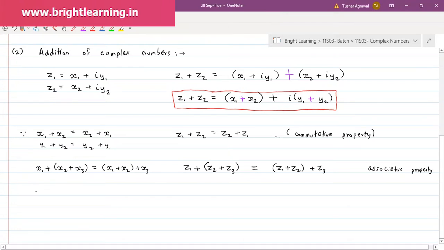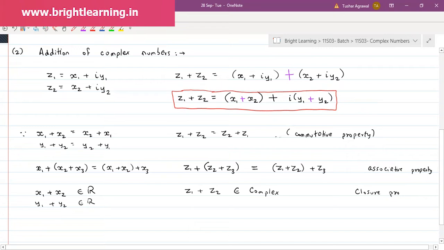Now closure property. What is closure property? Take any x1, x2 reals, their addition also belongs to real only. Any two y's you take, their addition belongs to real. So, sir, take any two complex numbers. They will have some real x1, x2, y1, y2. So their addition will also belong to the set of complex numbers only. If you agree, then this property is called closure property.